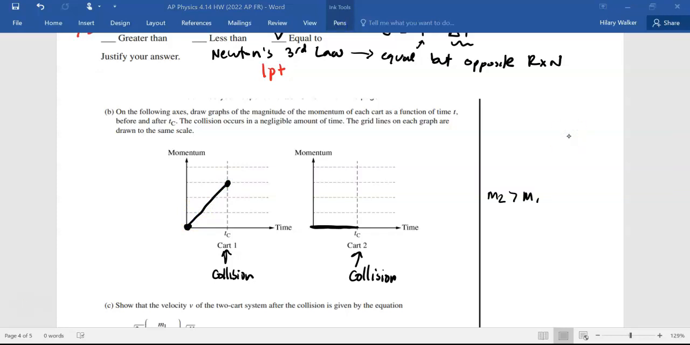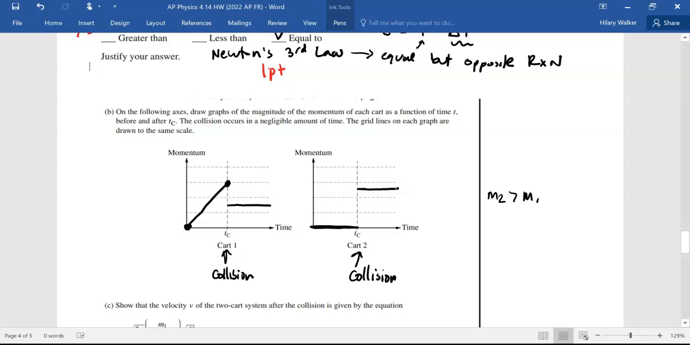After the collision, cart 1 runs into cart 2, so there's going to be more mass in the system. So cart 1 is going to slow down. And again, they're connected. So let's say it goes to about right here. Cart 2, on the other hand, is going to speed up. So let's say that goes to about right here, this point right here.